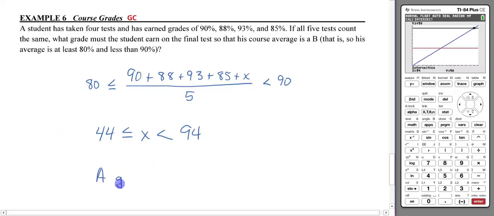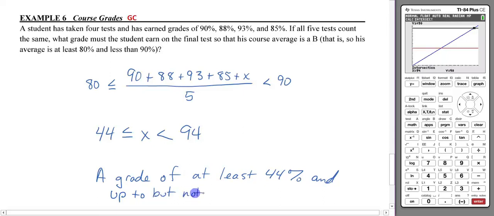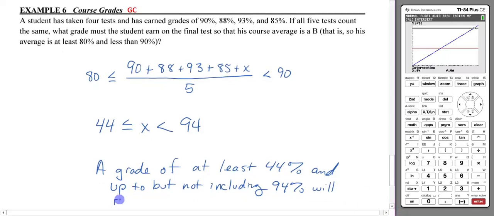A grade of at least 44% and up to but not including 94% will result in a B. So we want between 44 and 94%, including the 44% would give you a B, but not including the 94%. That would give you an A.